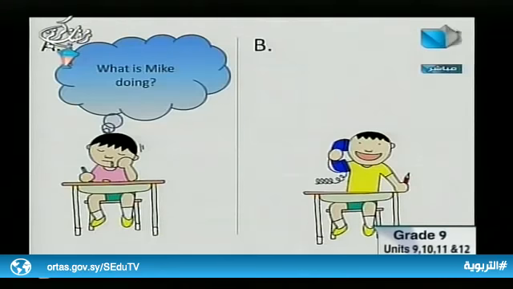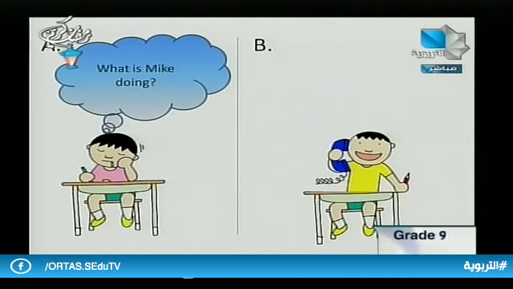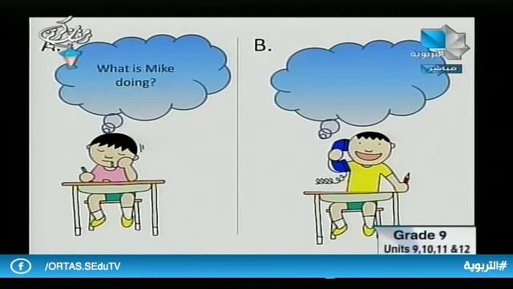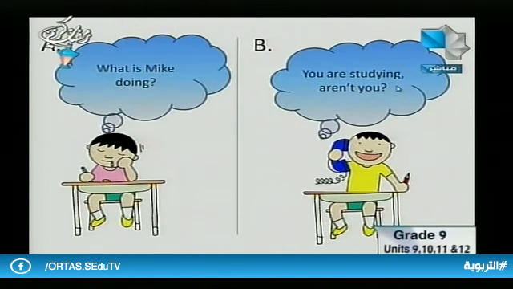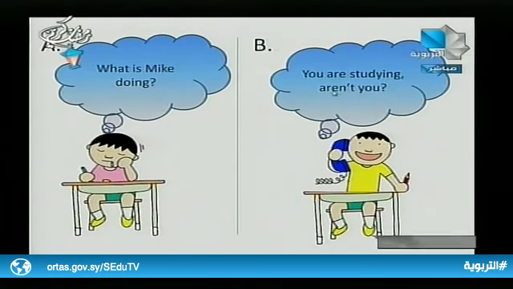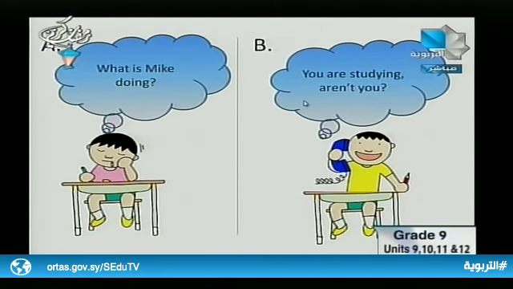Now, let's have this nice example here. I think it's a good example. What is Mike doing? Someone is asking, what is Mike doing? The answer: you are studying, aren't you? So 2 friends are talking to each other. One of them wants to know whether his friend is studying or not, so he uses a question tag at the end of the sentence. You are studying, aren't you?